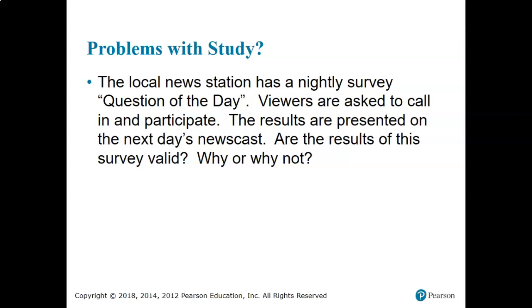Okay, are the results of this survey valid? The answer there would be no, because this was a voluntary response sample, and therefore a bias was created because of that.